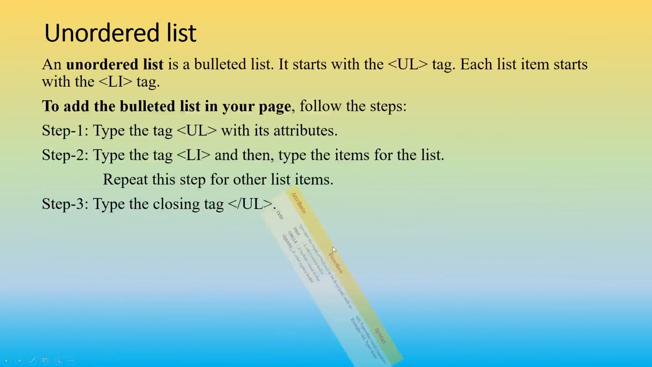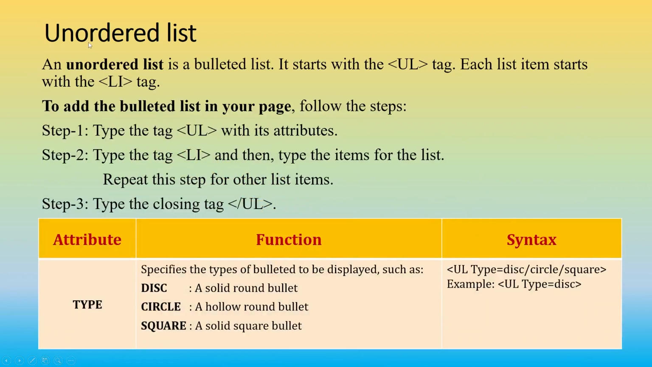Now there is an unordered list. An unordered list is a bulleted list item. It starts with the UL tag. Each list item starts with the LI tag.